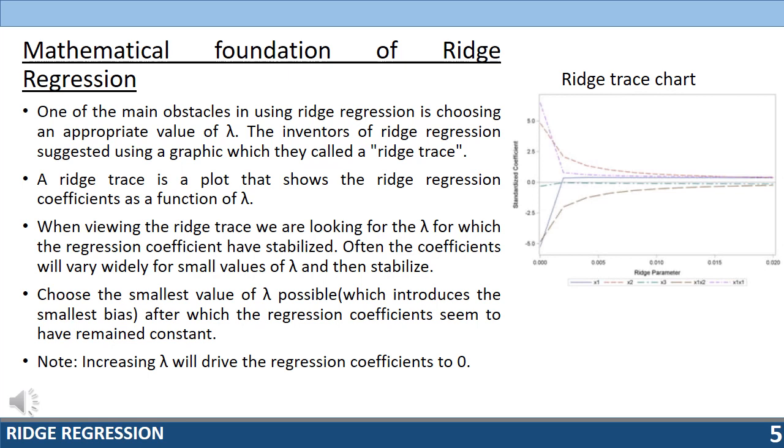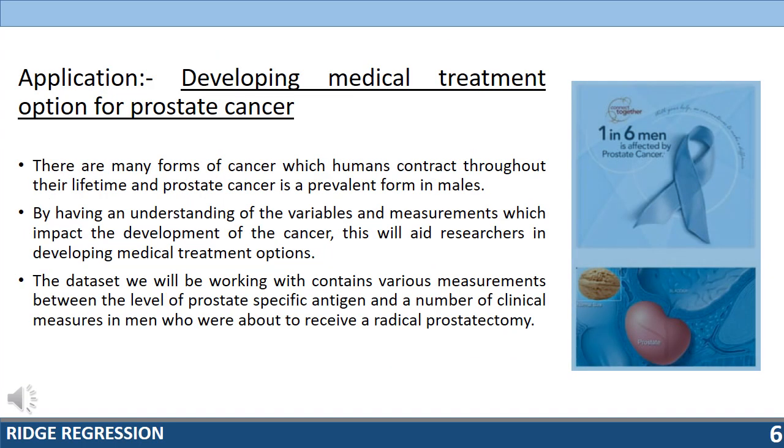Here is the ridge trace chart. An application of ridge regression in daily life is developing medical treatment options for prostate cancer. There are many forms of cancer which humans contract throughout their lifetime, and prostate cancer is a prevalent form in males. By having an understanding of the variables and measurements which impact the development of the cancer, this will aid researchers in developing medical treatment options.